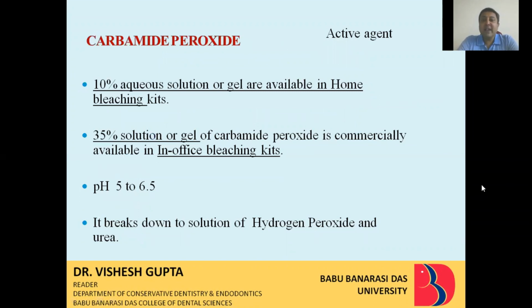Now, the first active agent is carbamide peroxide. It is a 10% aqueous solution or gel in the home bleaching kit, whereas we have a 35% solution or gel of carbamide peroxide in in-office bleaching kits. It has a pH of 5 to 6.5. Carbamide peroxide breaks down into hydrogen peroxide and urea.